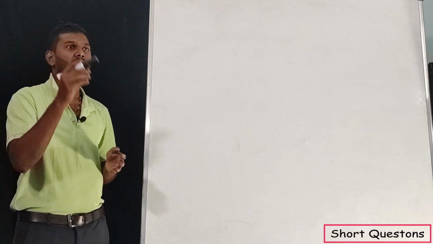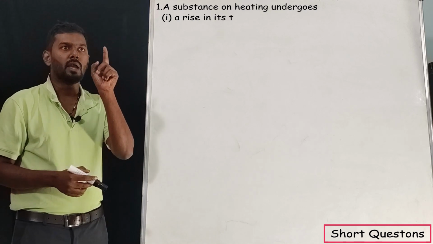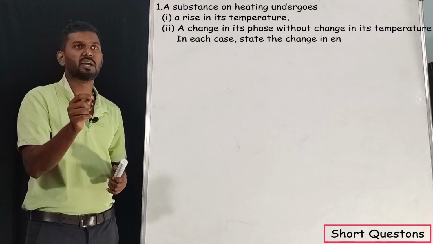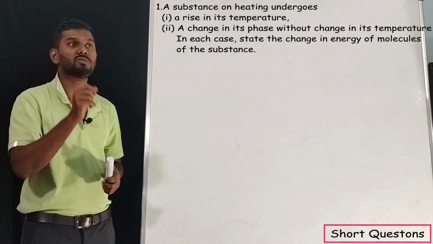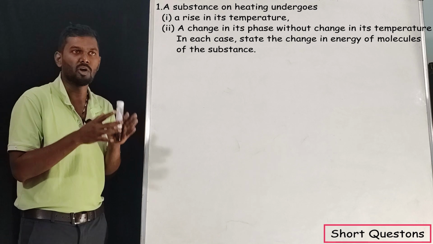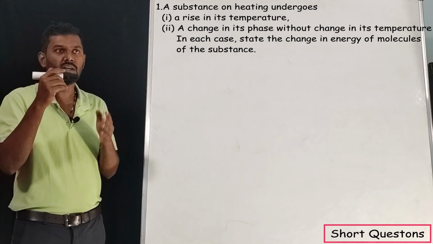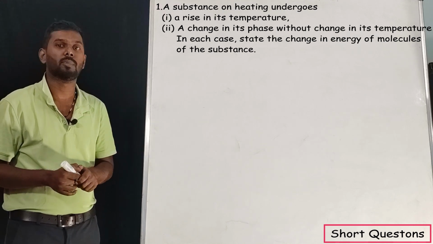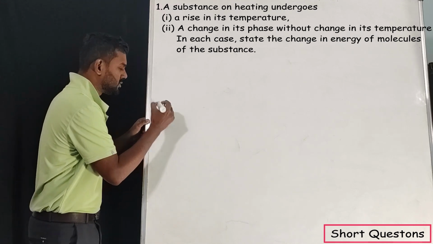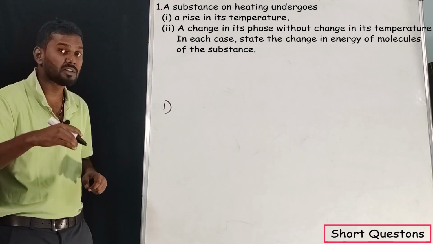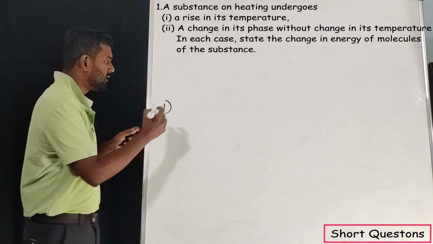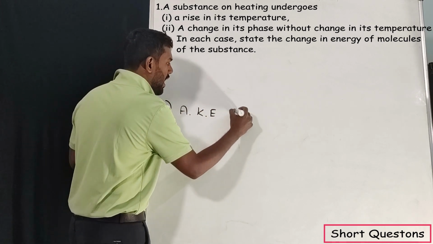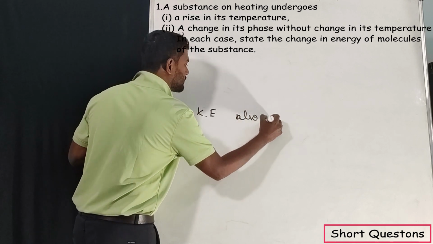In that first question, a substance on heating undergoes a rise in temperature and change in phase without changing its temperature. In each case, state the change in energy of molecules of the substance. See, in this question, you need to understand what exactly they are looking for. While rising in temperature, what is the change in energy of the molecules? For the first sub question, whenever the temperature increases, the average kinetic energy also increases.